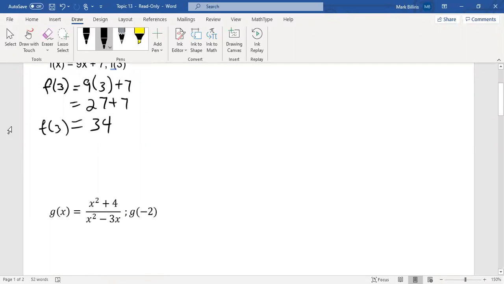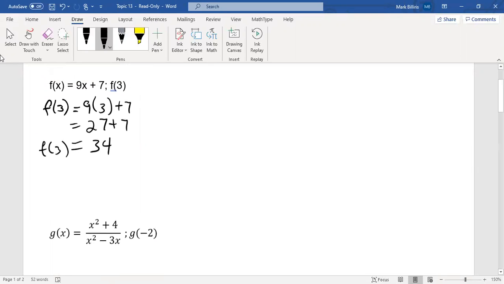Next example. Here we have g of x equaling x squared plus 4 over x squared minus 3x. So we're finding g of negative 2. So we replace x with negative 2. So this becomes negative 2 squared instead of x squared, plus 4 over negative 2 squared minus 3 times negative 2. Please use parentheses because if you put it into your calculator without parentheses, you'll get the wrong answer.